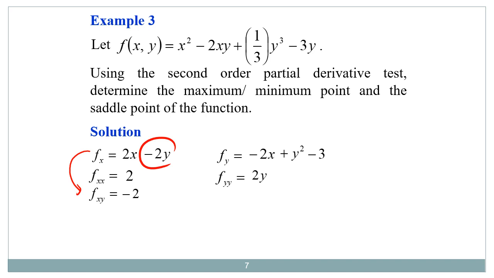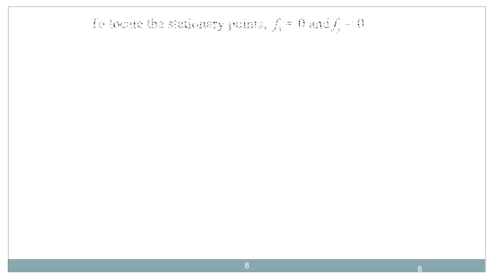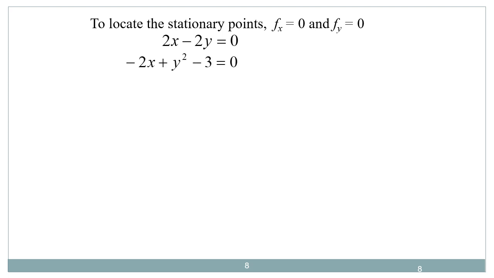Okay, now we are done with all the derivative part. And then we need to find out the points. So to find out the point, we need to equate the f sub x and f sub y with 0. So f sub x, which is 2x minus 2y equal to 0, and negative 2x plus y squared minus 3 equal to 0. Okay, so these two equations, we can see that actually we have y squared here.